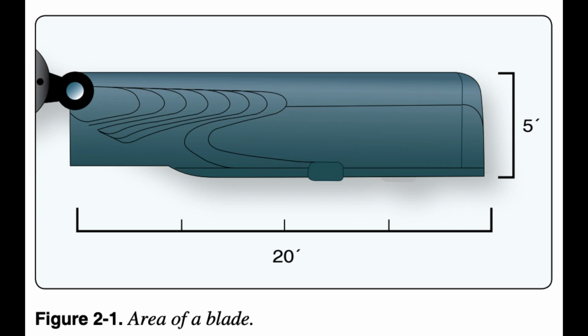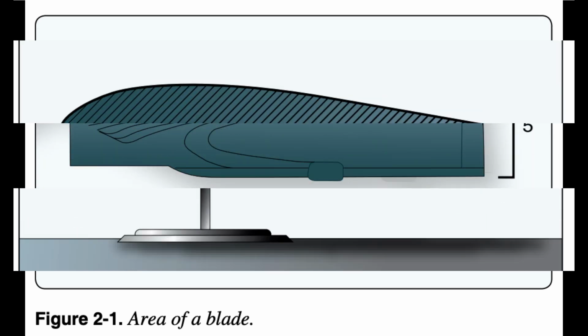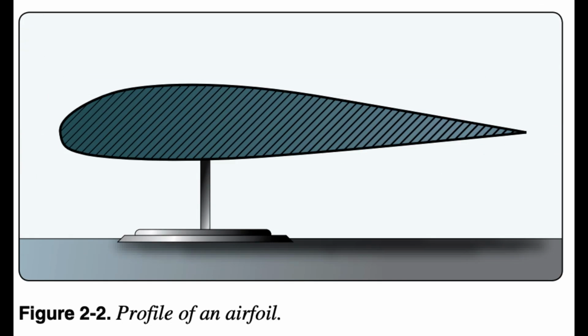Gravity acting on the mass, the amount of matter, of an object creates a force called weight. The rotor blade below weighs 100 pounds. It is 20 feet long, span, and is 1 foot wide, chord. Accordingly, its surface area is 20 square feet. Figure 2.1. The blade is perfectly balanced on a pinpoint stand, as you can see in Figure 2.2, looking at it from the end, the airfoil view.